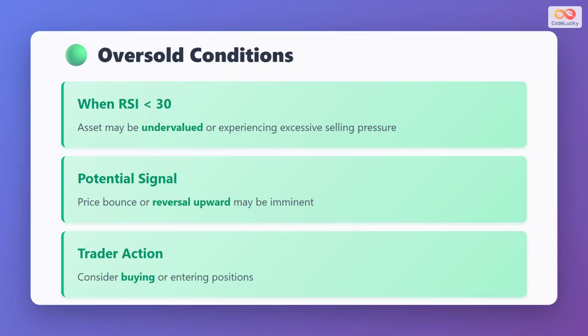When RSI falls below 30, the asset is considered oversold. This indicates the asset may be undervalued or facing excessive selling pressure. An oversold condition often signals that a price bounce or upward reversal may be coming soon. Traders usually view this as a potential opportunity to buy or enter new positions at favorable prices.